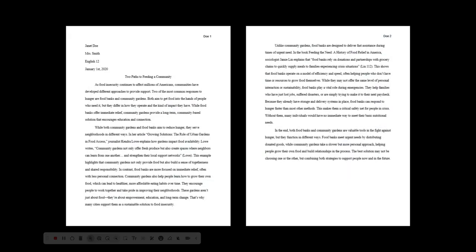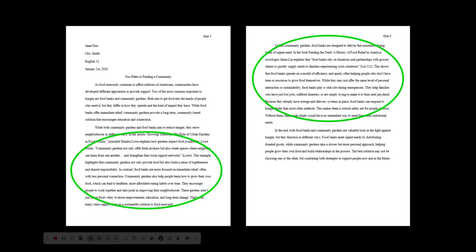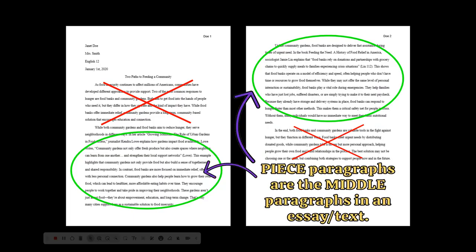and a checklist for your teacher when they're grading it. Just to be completely clear, when we talk about the PIECE paragraphs in body paragraphs, we're talking about these middle paragraphs in an essay. We're not talking about the introduction paragraph we did earlier. We're not talking about the conclusion paragraph we are doing later. We're talking about these middle paragraphs. These are the ones that will get this PIECE paragraph format.